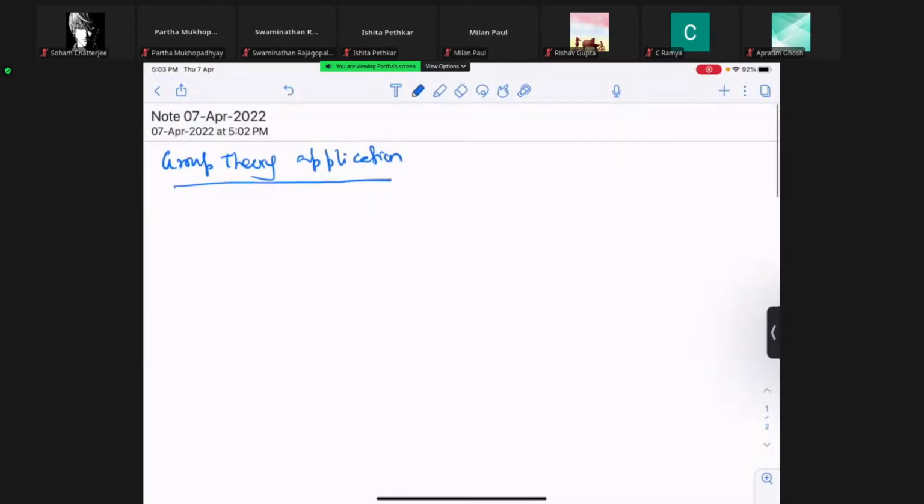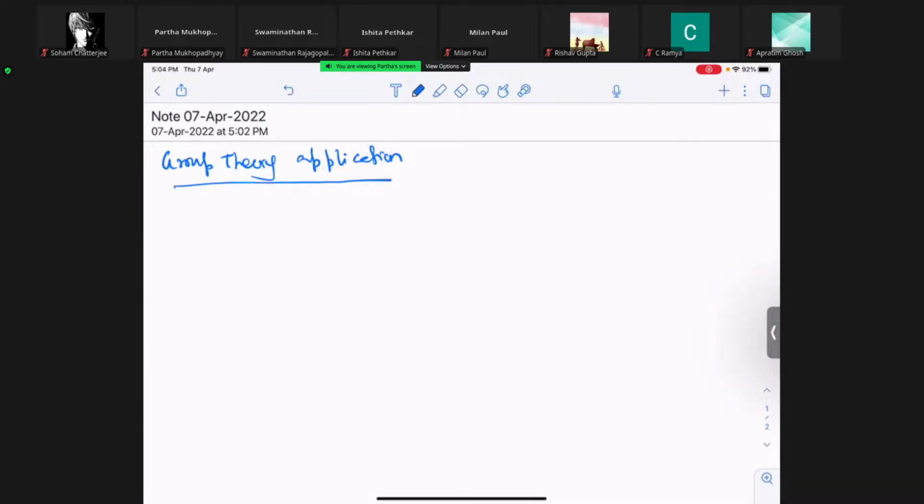Yes, sir. So today we'll start some group theory application in combinatorics. This is also a very broad subject. Let's see how much we can do, because we have roughly a month in hand now. There are many other topics. So maybe we will not be able to do a lot, but some basics we will be able to do.